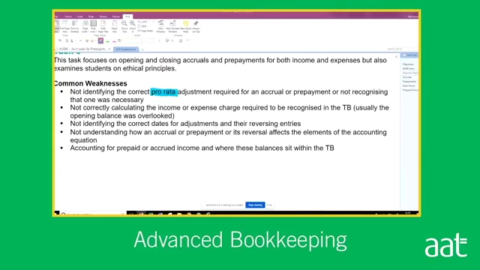The key thing is year end. We need to know what the financial year end dates are to be able to do those calculations. The next thing then, it says not correctly calculating the income or expense charge that needs to be recognised in the TB. And it says it's usually the opening balance is overlooked. Now, I understand the opening balance, and we'll see this when we visit task 3 from the AAT sample assessment, and I can absolutely understand why students fall over that particular bit.